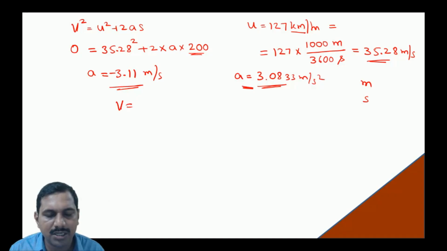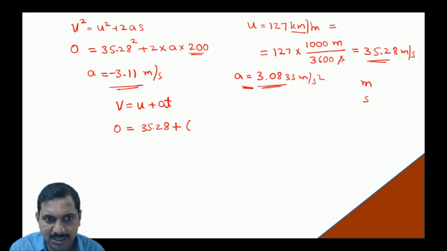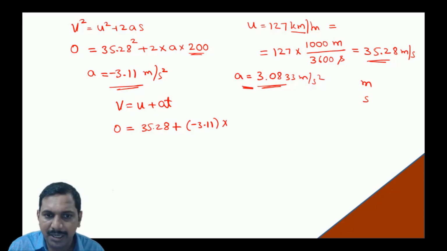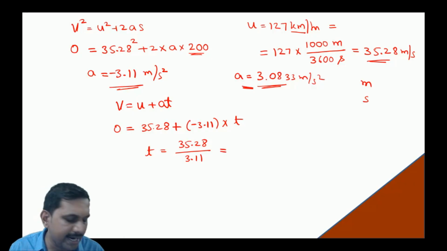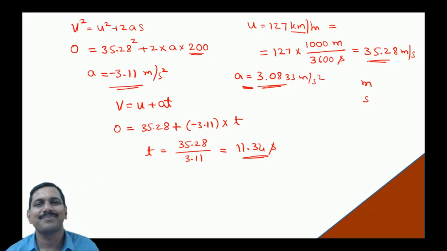Next we have to put v is equal to u plus at, and here v is 0, u is 35.28 minus 3.11 meters per second square, multiplied by the time. Time we do not know, we have to calculate. This would come as 35.28 divided by 3.11, and this comes out to be 11.34 seconds, right?